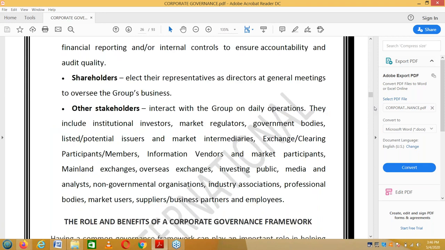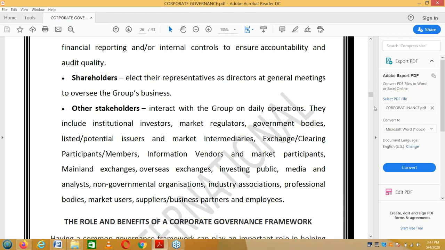They include institutional investors, market regulators, government bodies, listed potential issuers, and market intermediaries. They also include exchange clearing participants and members, information vendor, and market participants. Mainland exchanges, overseas exchanges, investing public, media and analysts, non-governmental organization, industry association, professional bodies, market users, suppliers, business partners, and employees. All these are other stakeholders. They are there to interact with the group on daily operations.